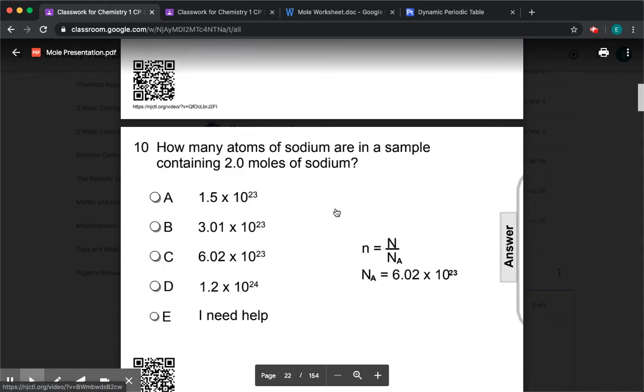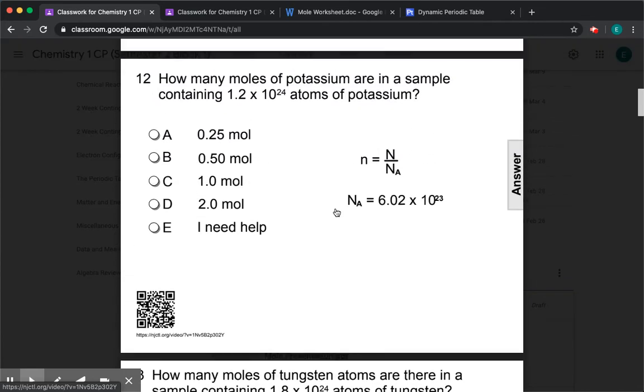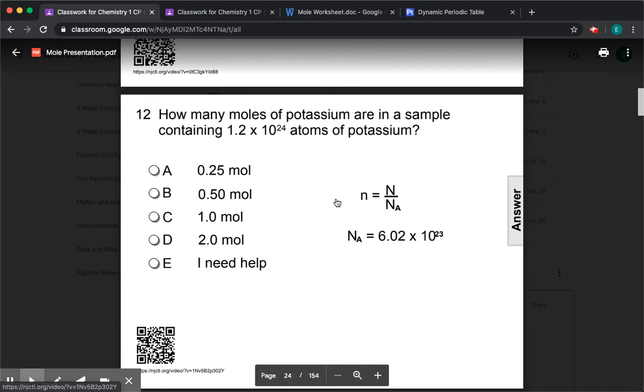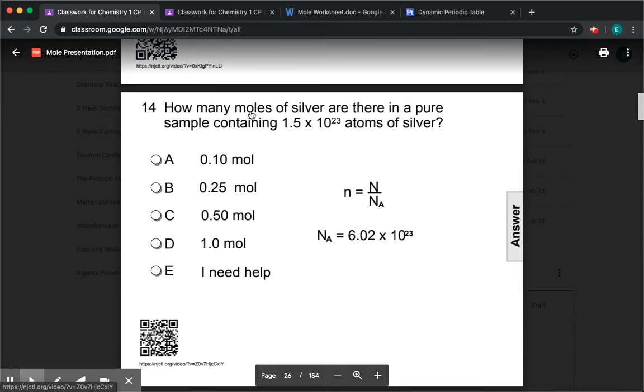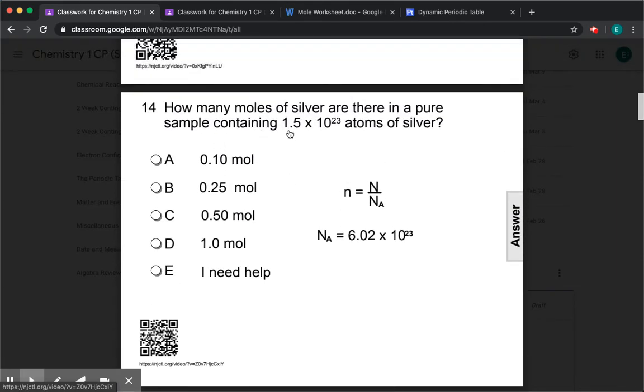One more example. These are all the same thing, they're just practicing the formula. Let's pick one at random. Let's do 14. How many moles of silver? I'm skipping some of them because the rest are in there. You can practice with them if you want, but I'm not trying to make this presentation extra long. Nobody likes watching 30-minute videos.